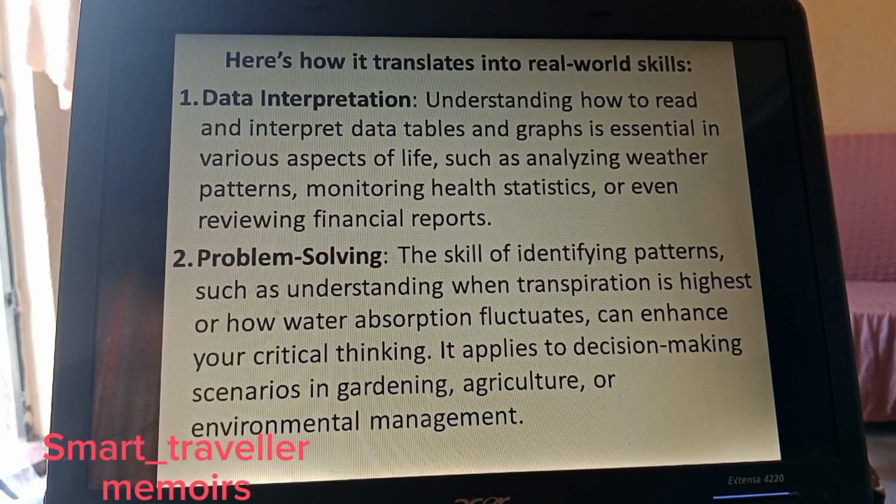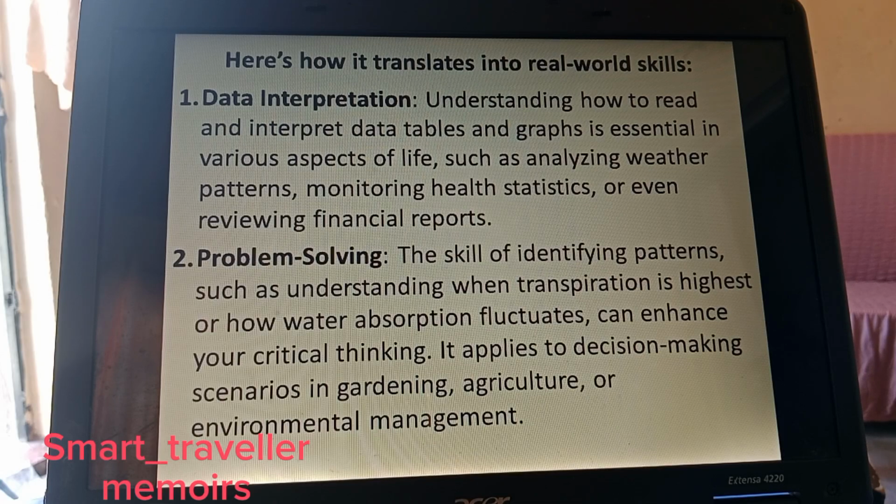Here is how it translates into the real world. One is data interpretation. Understanding how to read and interpret data tables and graphs is essential in various aspects of life, such as analyzing weather patterns for those in the meteorological department, monitoring health statistics for those in hospitals, or even reviewing financial reports for those who are in the banking sector or SACCOs.